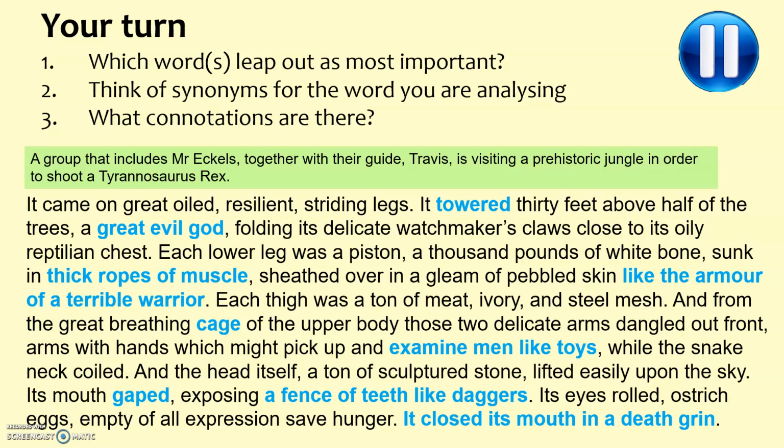What other words can you think of? Other words which suggest dangerous, which mean the same thing. So dangerous, intimidating, violent, threatening. The more synonyms you can offer up, the better when it comes to your analysis.